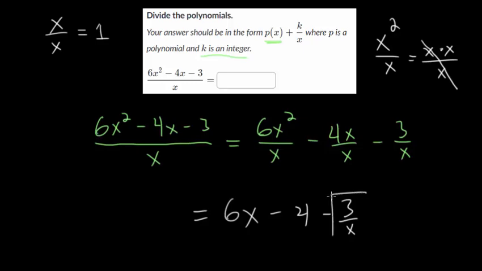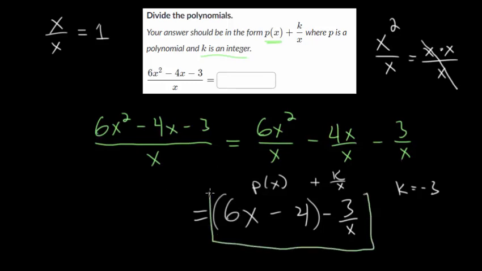So this term right here, this is what we're calling our remainder. We're not able to simplify that further, so we can just leave it as that fraction. So when we put our answer into the box, this right here is the polynomial, this p of x, and this right here is our plus k over x, where k in this case is negative 3. So we'd put 6x minus 4 minus 3 over x in as our answer right here.